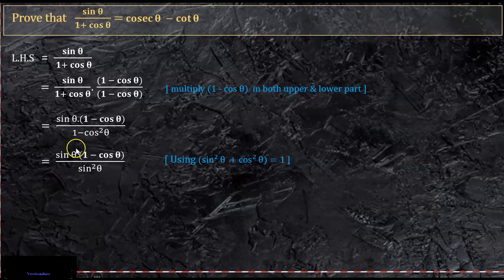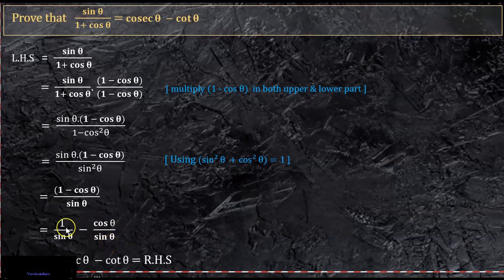So this sin theta and this sin theta will be adjusted. So it will become 1 minus cos theta by sin theta. So if we just make it 1 by sin theta minus cos theta by sin theta, it will become 1 by sin theta equal to cosec theta, cos theta by sin theta equal to cot theta. So that is right hand side. Okay, simple.